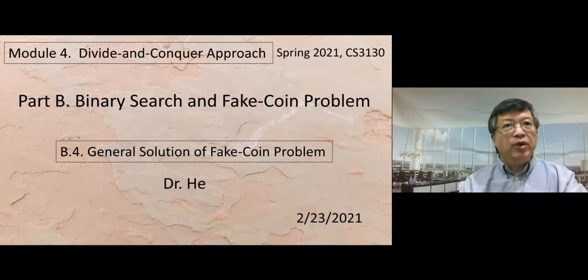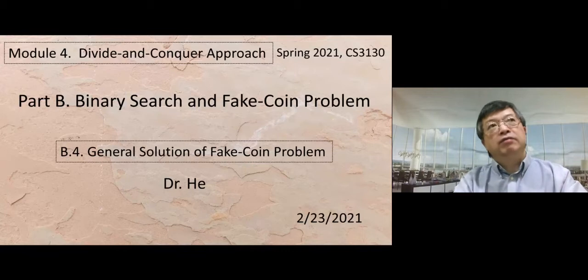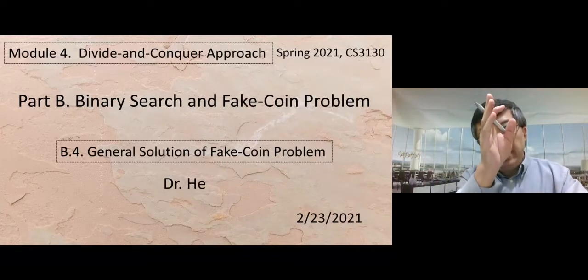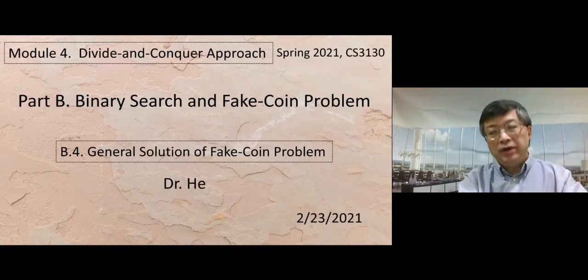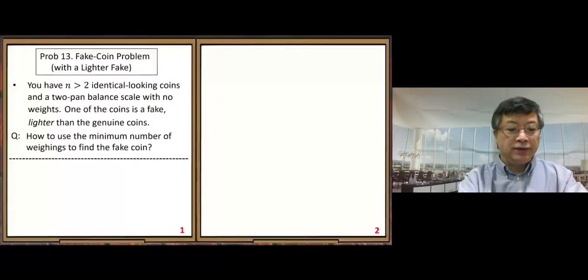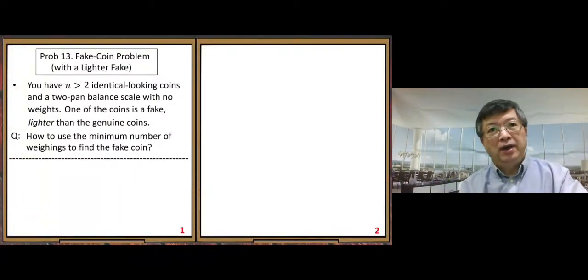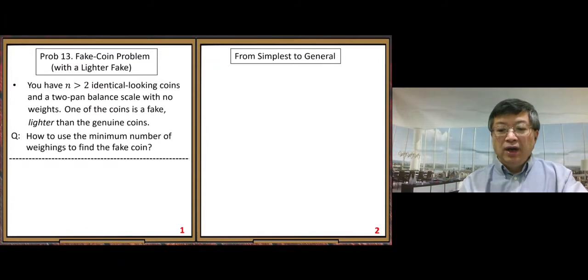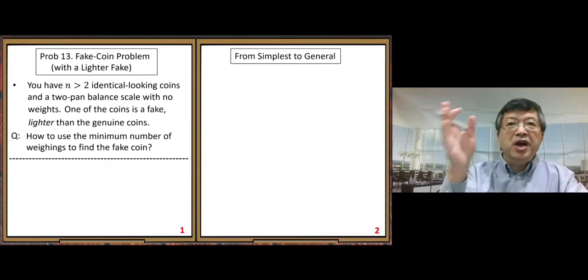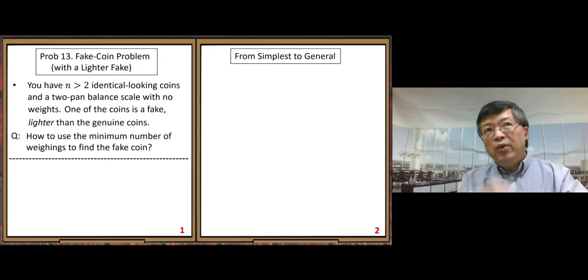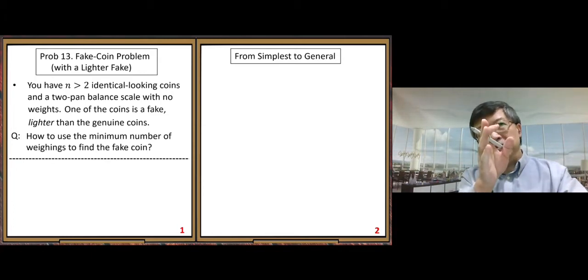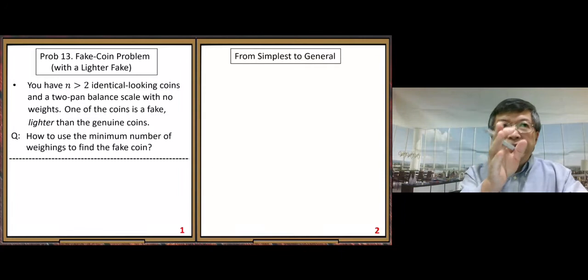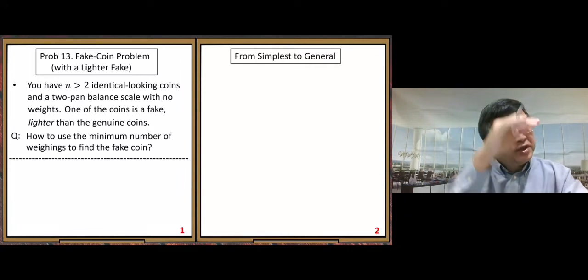So in this video, we will solve the general version of the fake coin problem. So we need to consider all the possible n numbers greater than 2. All right, so continue our discussion, from simplest to general. When we consider the general case, we like to look at several different cases.